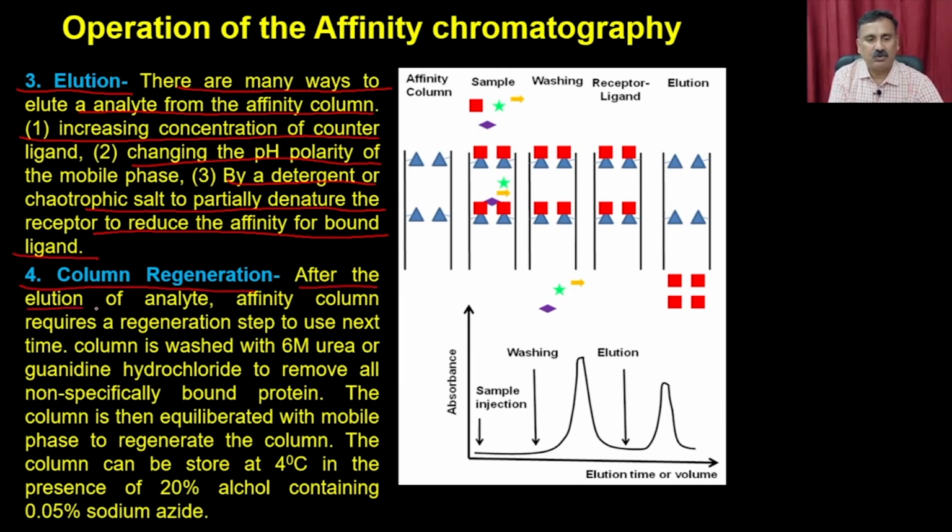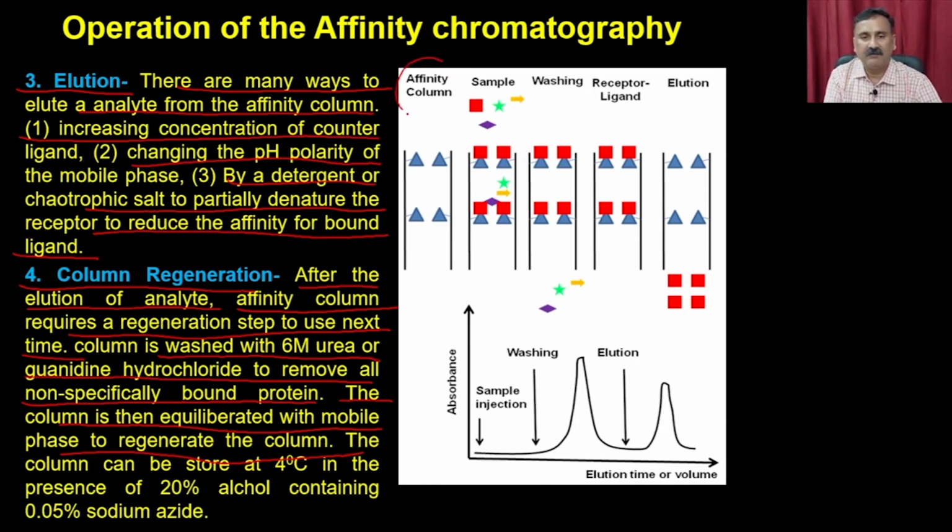After the elution of an analyte, affinity chromatography requires a regeneration step to use the column a second time. The column is washed with 6 molar urea or guanidinium hydrochloride to remove all non-specifically bound proteins. The column is then equilibrated with a mobile phase to regenerate it. The column can be stored at 4 degrees in the presence of 20% alcohol.